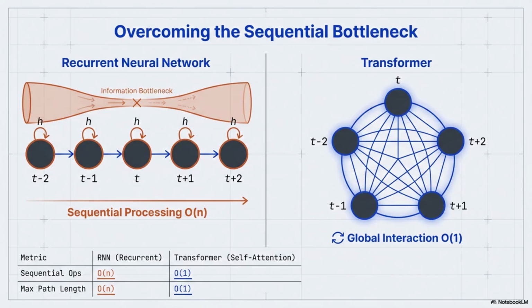But on the right, you see the Transformer's genius solution. Just look at everything at once. Every word can directly talk to every other word, completely shattering that bottleneck. And this is really the heart of the matter.